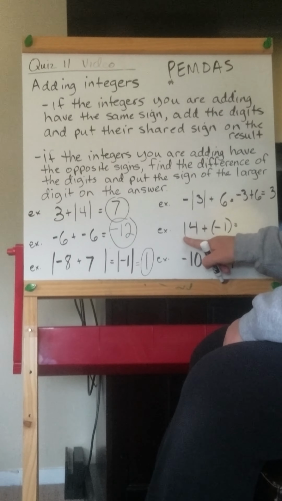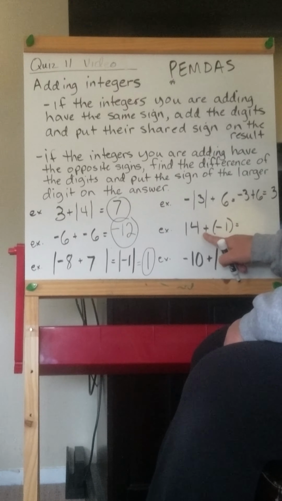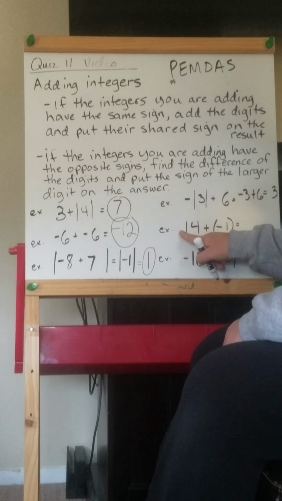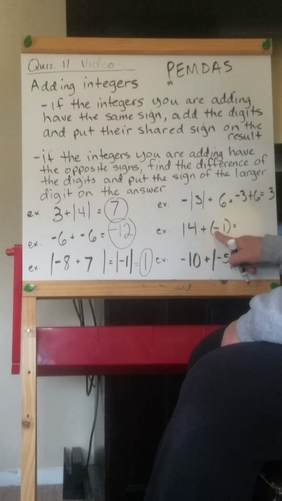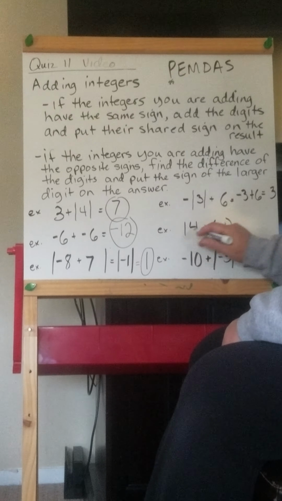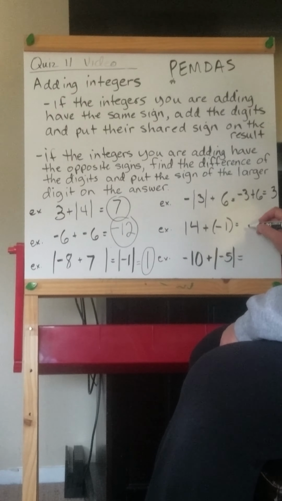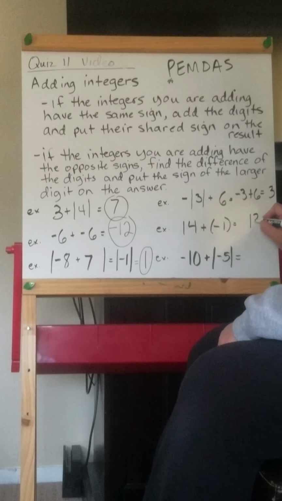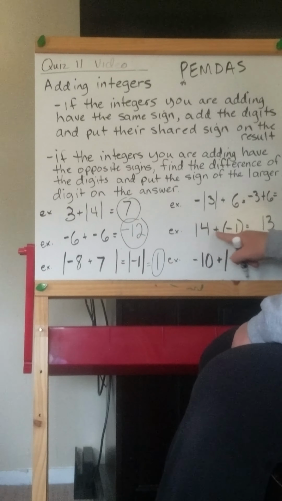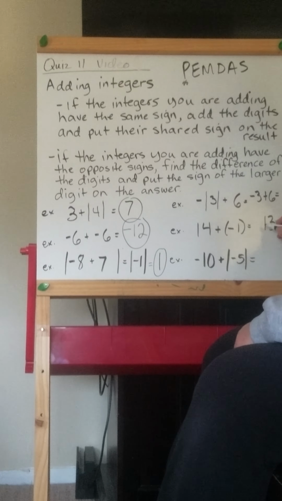Okay, moving to the next one. 14 plus negative 1. Well, this is a positive sign and this is a negative sign, so they are opposite. We need to find the difference. The difference between a 14 and 1 is 13. And which sign should we take? We should take the positive because 14 is bigger than 1. So our answer is positive 13.